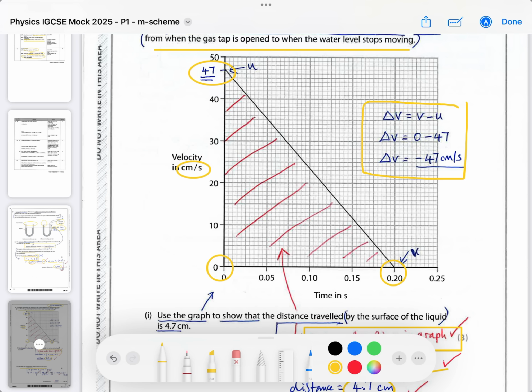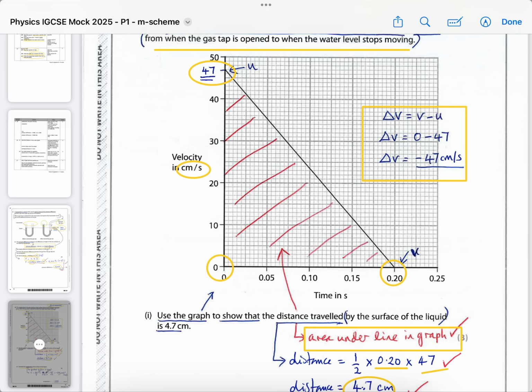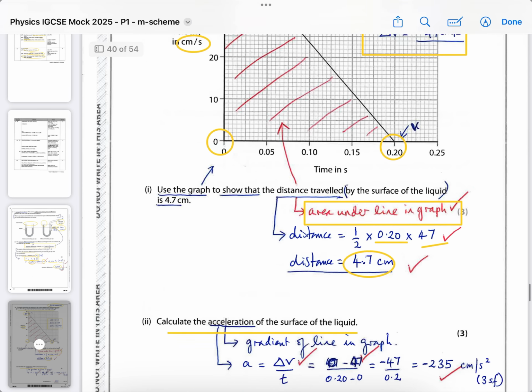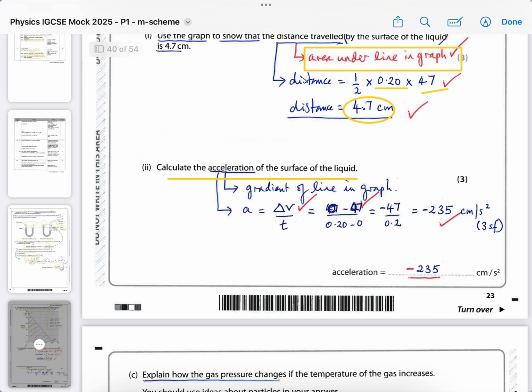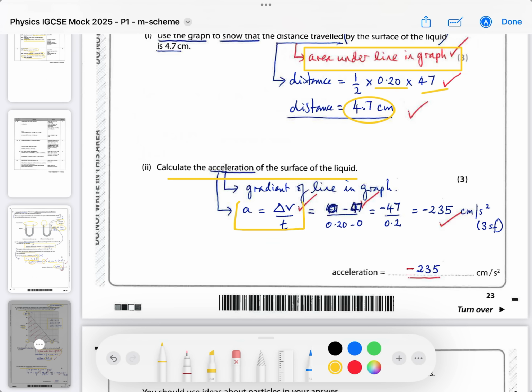The change in velocity is 0 minus 47, because the final velocity is 0 and the initial velocity is 47, so it's minus 47 centimeters per second. And the time it took to do that was 0.20 seconds, looking at the x-axis. You've got to show how you worked that out, and as long as you've tried to work out the gradient correctly, you'll get 1 mark for realizing you've got to work out the gradient for the acceleration. And the equation is the change in velocity over time taken.